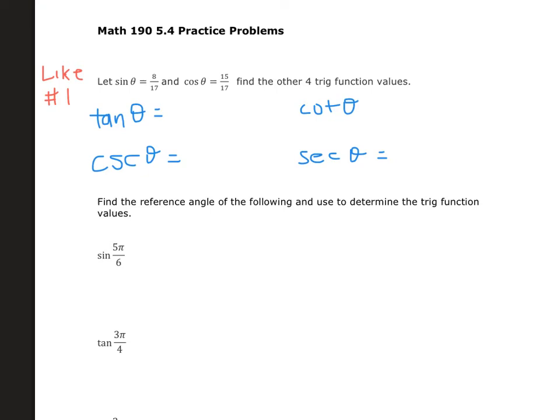Here's some practice problems for 5.4. This first one is like number 1. We're given sine theta is 8/17 and cosine theta is 15/17.